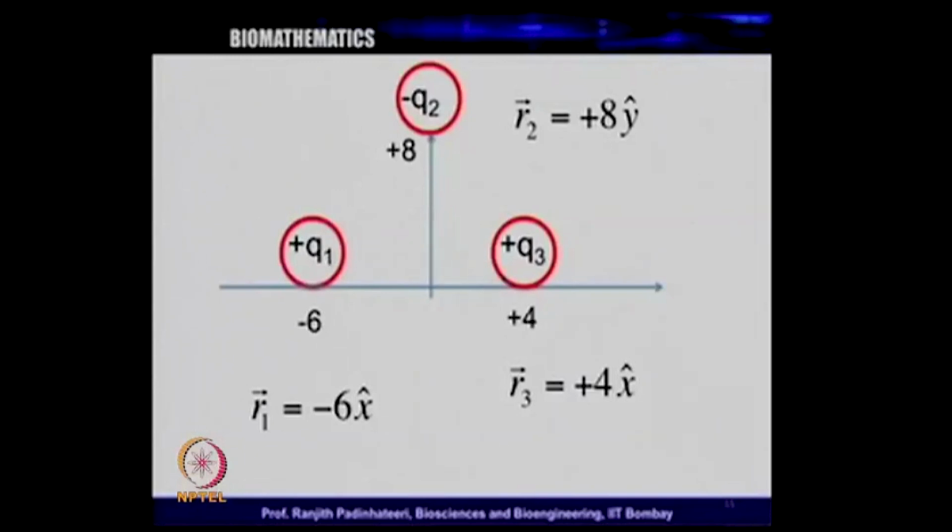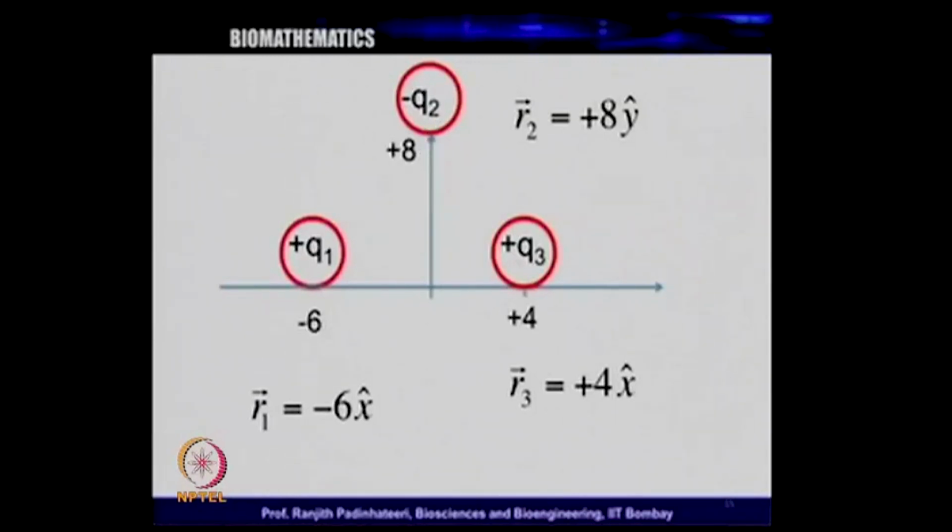Now, this is q2, you have to go 8 units along the y axis. So, let us say this is mathematically written as r2 is equal to plus 8y. You have to go plus 8 in the plus y direction, plus 8y.